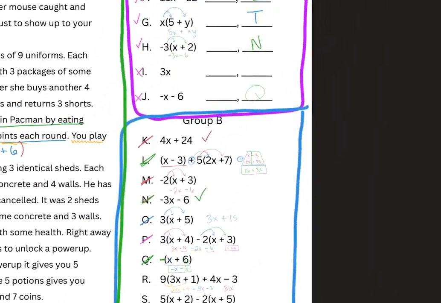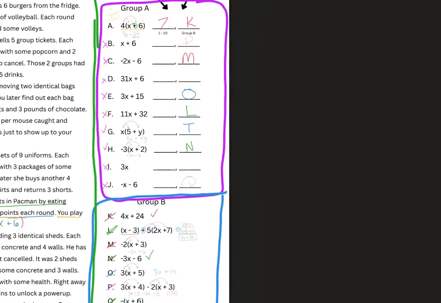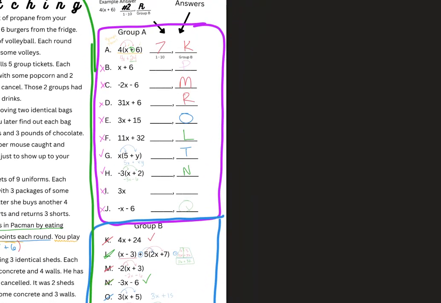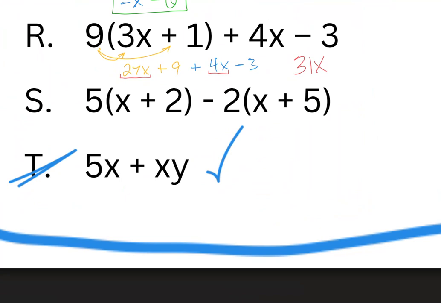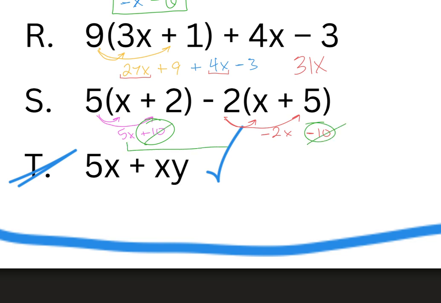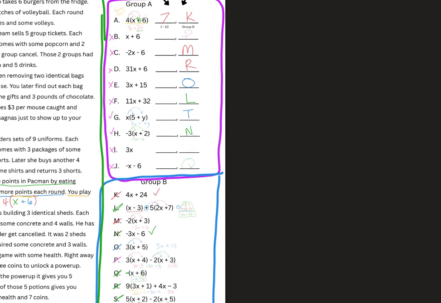Let's go back up here. We already know there's only one with 31x. So D and R go together. And if you're like, wait a second, that one's just 3x, I want to show you this one. 5x plus 10, negative 2x minus 10. Check it out. Positive 10 and negative 10 cancel each other out. And then 5 minus 2, that's just 3. So the last one is S.